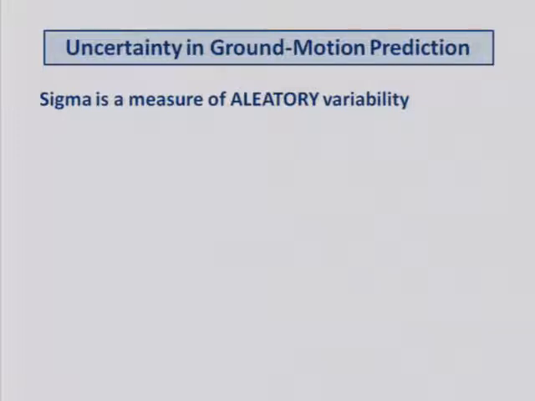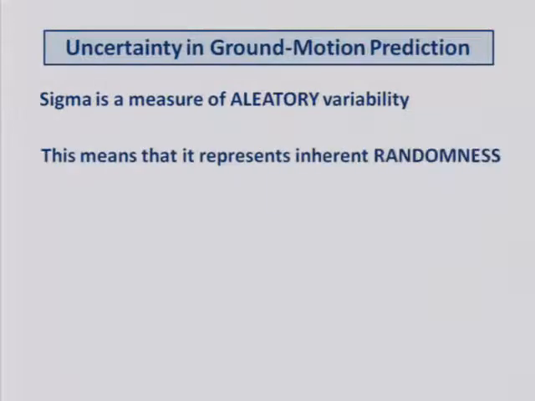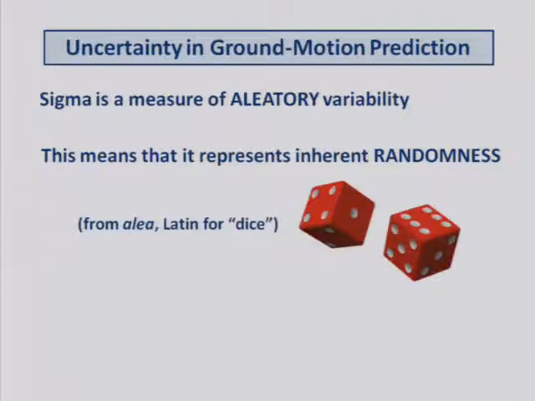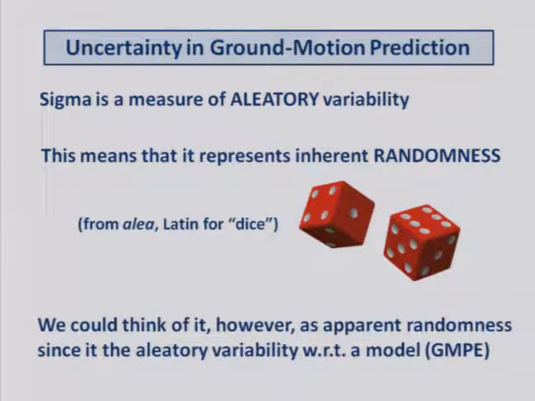But to discuss what we're going to do with sigma, we need to maybe discuss it a little more and characterize it. And the first thing to talk about is the nature of what it is. It's an aleatory variability. That means it basically represents randomness. The word aleatory comes from the Latin for dice. But it's actually apparent randomness with respect to a given ground motion model.